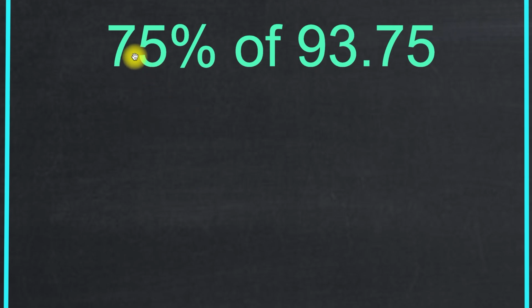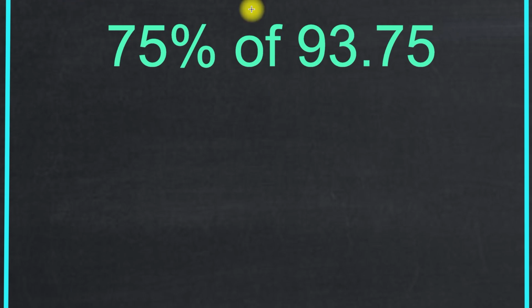So here we've got 75% of 93.75. Again, we are just going to pretend that we don't know that this is 93.75. Instead of some value, we're just going to put a variable there instead, because 75% is pretty simple. That would be 75%, we'll convert that to a decimal, times 93.75. The idea is the same, the only difference is we're using a variable instead.